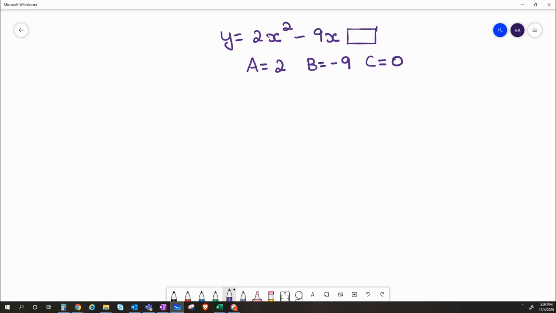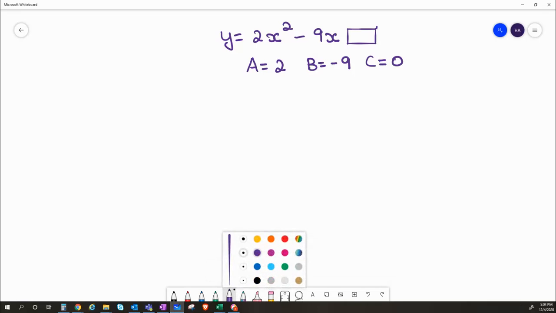So our next question is y equals 2x squared minus 9x. You just have to use the same method, which is splitting it up. A equals 2, b equals negative 9. And people tend to find this question difficult just because there's no c. You don't know what the c is. So you just have to write c is equal to 0. It's as simple as it is. That's just 0.